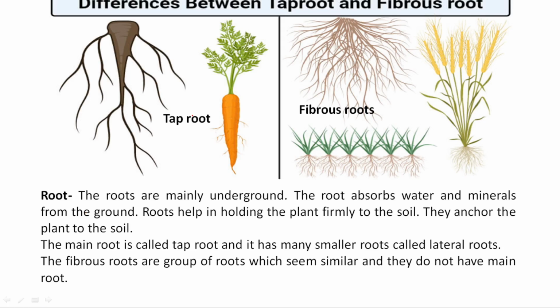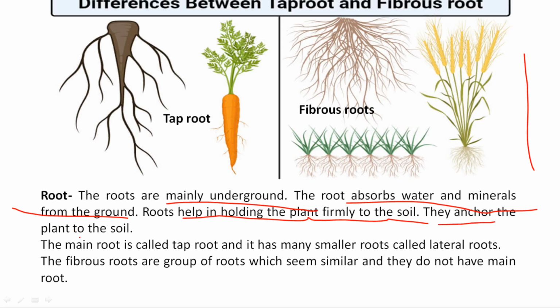Differences between taproot and fibrous root. So first we'll see root. Roots are mainly underground. It is always under the ground. Okay, root absorbs water and minerals from the ground. Roots help in holding the plant firmly in soil. Because of roots, plants and trees can stand upright on the soil. And they anchor the plant to the soil. Anchor means to hold firmly in place.